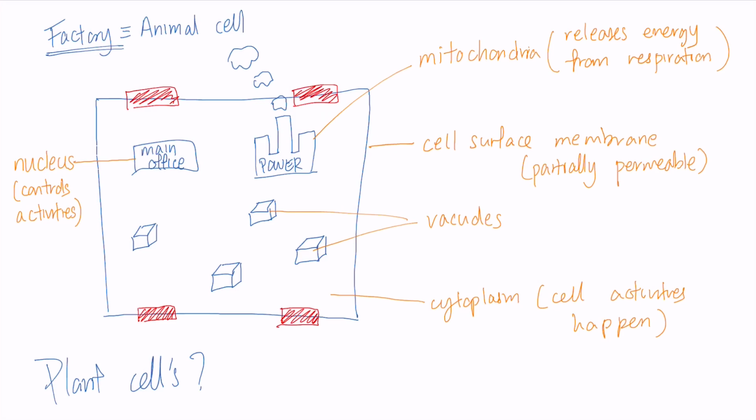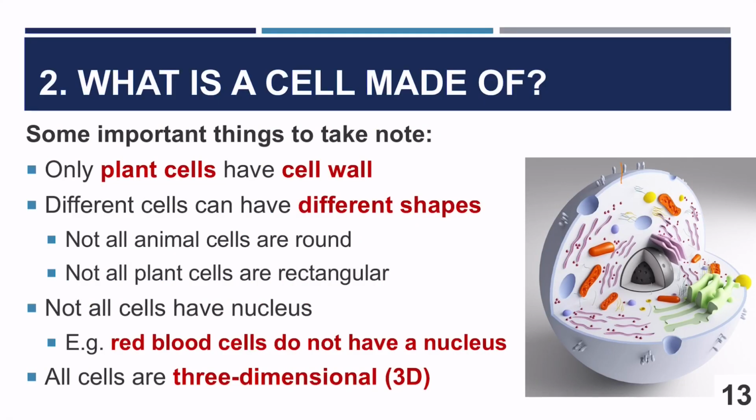With that, we have summed up the structures of the cell, and we'll move on to the next part of this lesson. Now, what exactly is the cell made up of? It's important for us to take note of some important details. Number one, only plant cells can have cell wall. So this is something that's unique for plant cells. Secondly, different cells will have different shapes. Not all animal cells are round, not all plant cells are rectangular.